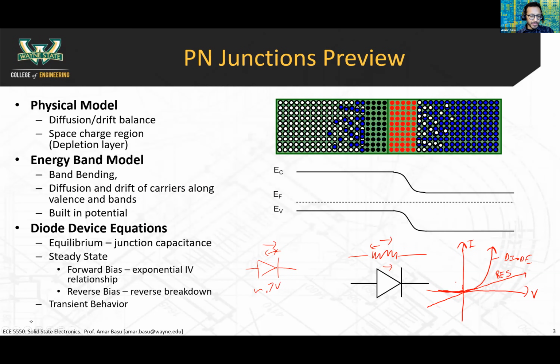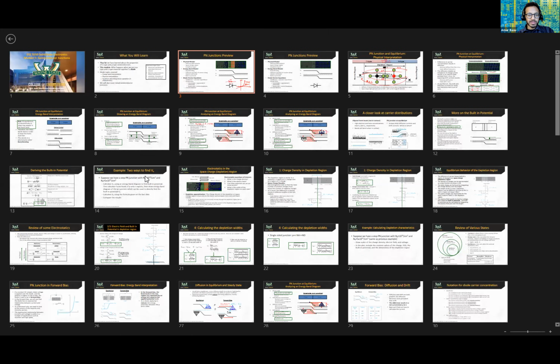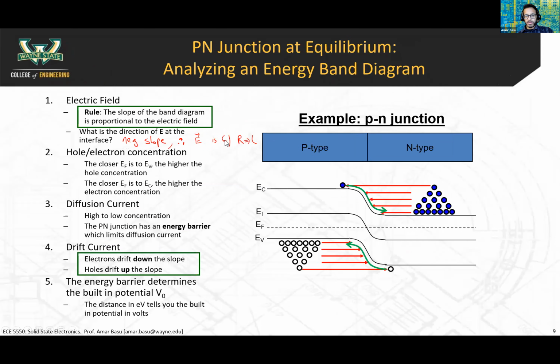And where it comes from is here. This slope in the band diagram represents an energy barrier for electrons to go this way and holes to go over to this side. Okay, questions?